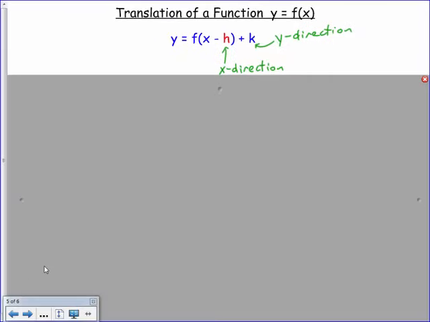And another way to write this equation is I could have this k on the other side. I could subtract k to the other side and write this as y minus k equals f of x minus h. Either way is just fine. We're going to deal with my main one here, so I'm just going to erase that so we don't look at both of those.